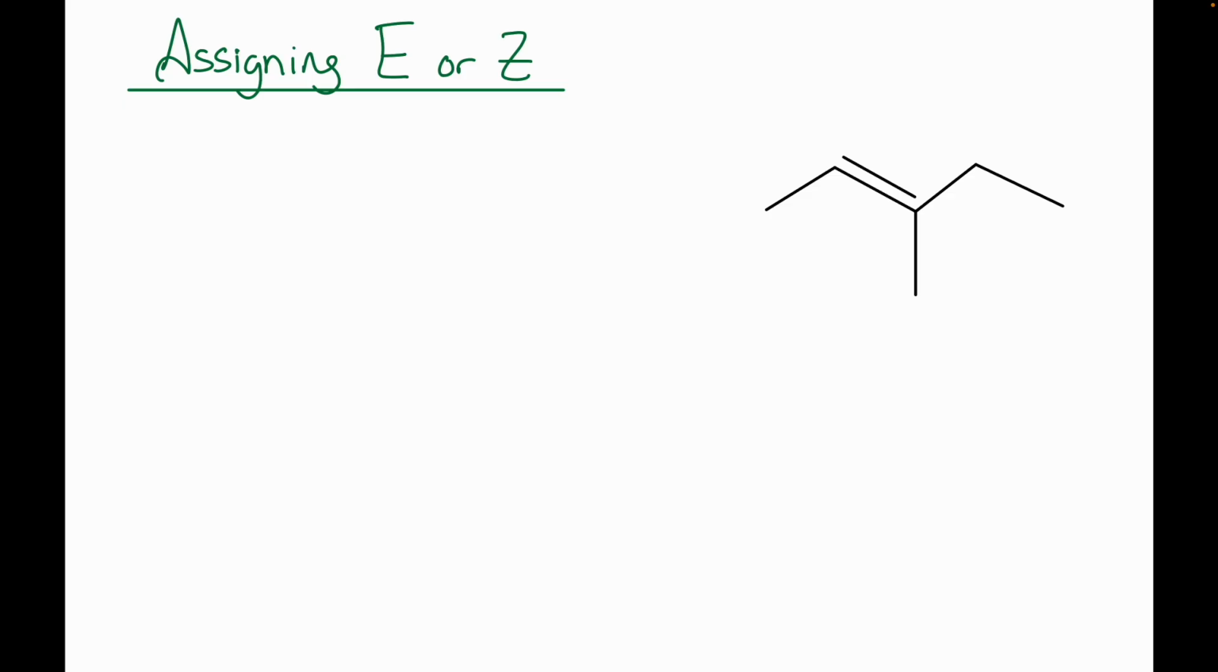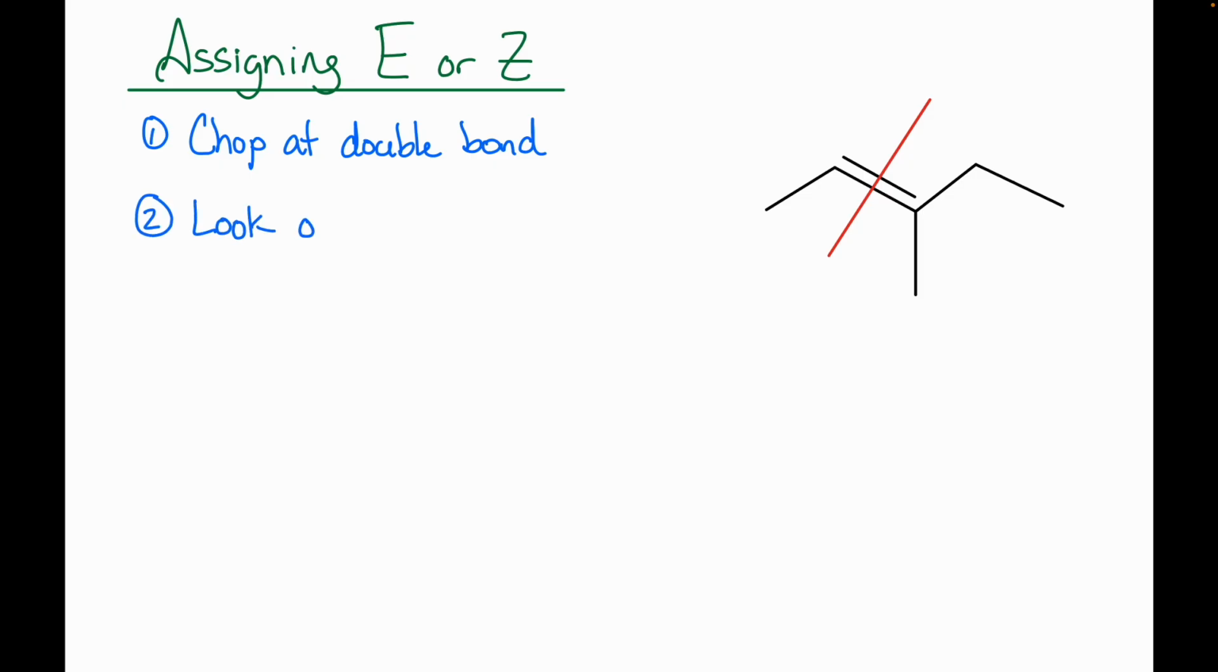All right, so if we're going to assign E or Z stereochemistry, step one is we're going to chop at that double bond. So I'm going to look at this molecule and I'm going to chop right down the middle there. And we're going to look on either side. So step two is to look on either side and assign high and low priority.